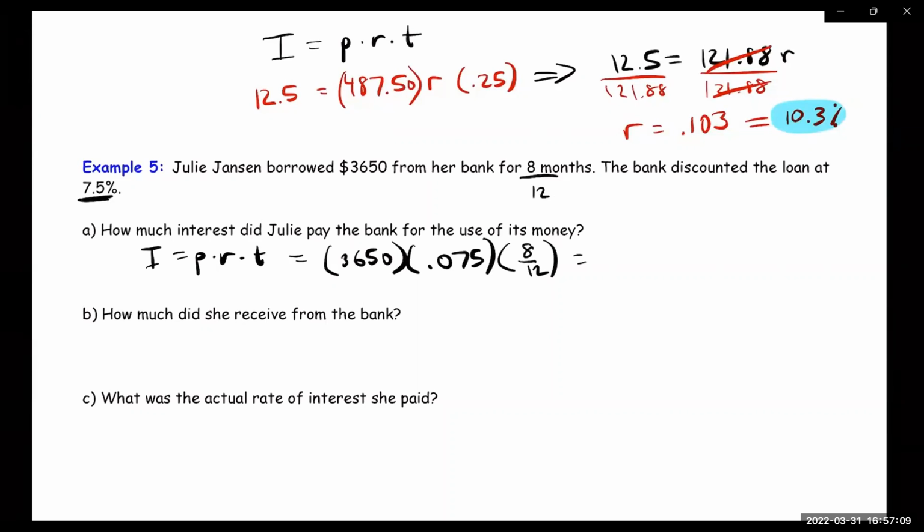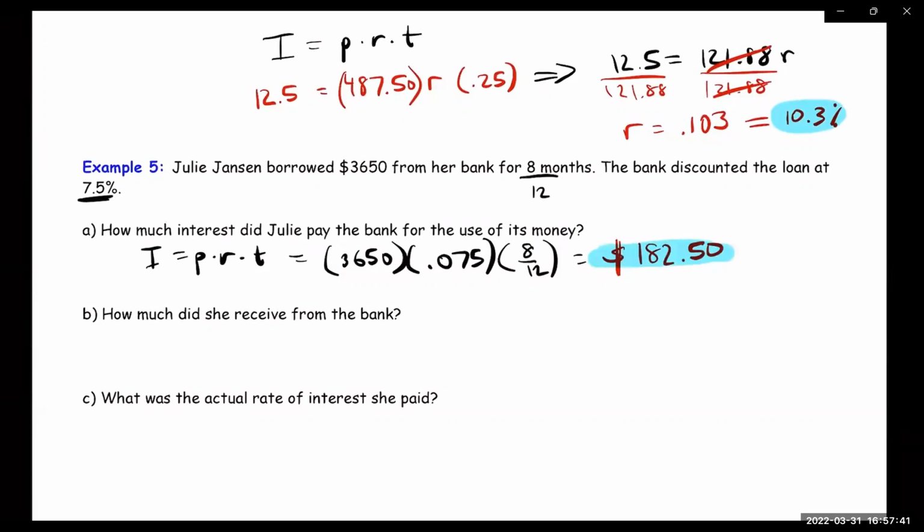So let's multiply, multiply, multiply, multiply, and then divide by 12. Multiply the top numbers and then divide by the bottom number: 3650 times 0.075 times 8 divided by 12. You should get $182.50, right?